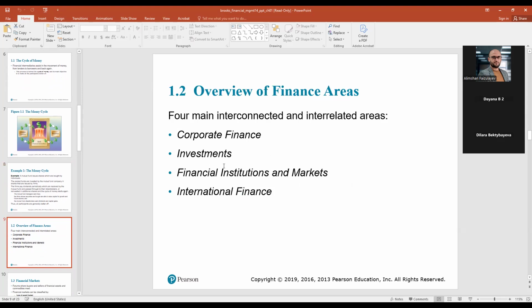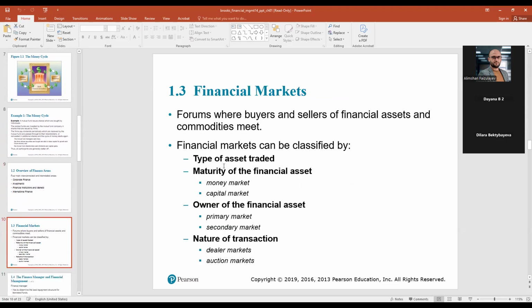Four main interconnected and interrelated areas: corporate finance, investment, financial institutions and markets, and international finance. Financial markets. What is a market? It's a place where buyers and sellers meet, good definition, perfect. And the financial market is the place where financial instruments are traded. So can you give me an example of the financial instruments that you know? Any examples?